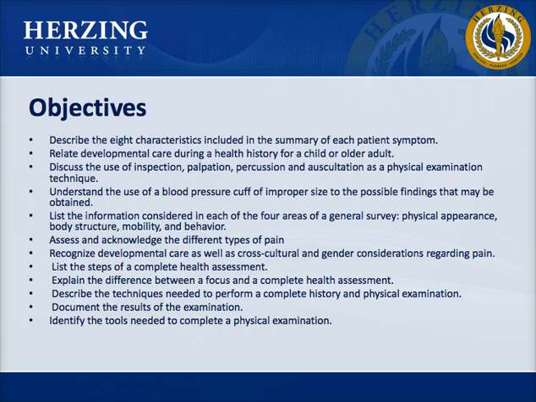List the information considered in each of the 4 areas of general survey, which are physical appearance, body structure, mobility, and behavior. Assess and acknowledge the different types of pain. Recognize developmental care as well as cross-cultural and gender considerations regarding pain.